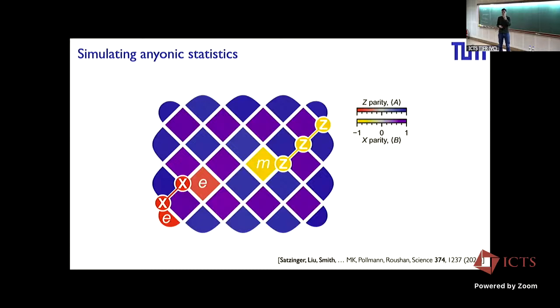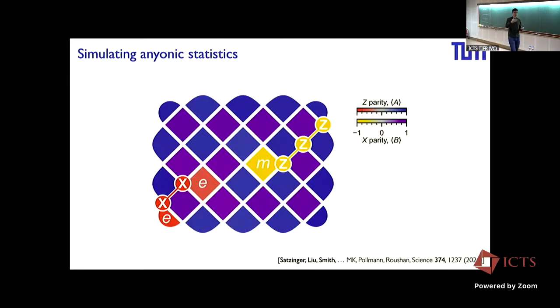So how do we do this actually in the lab? What we want is to create anyons, and we know that we can create anyons only in pairs. So we do this by creating strings of anyons, moving them into the center, and leaving the other anyon somewhere outside. So now I have two anyons, an E and an M anyon, in the center of the system.